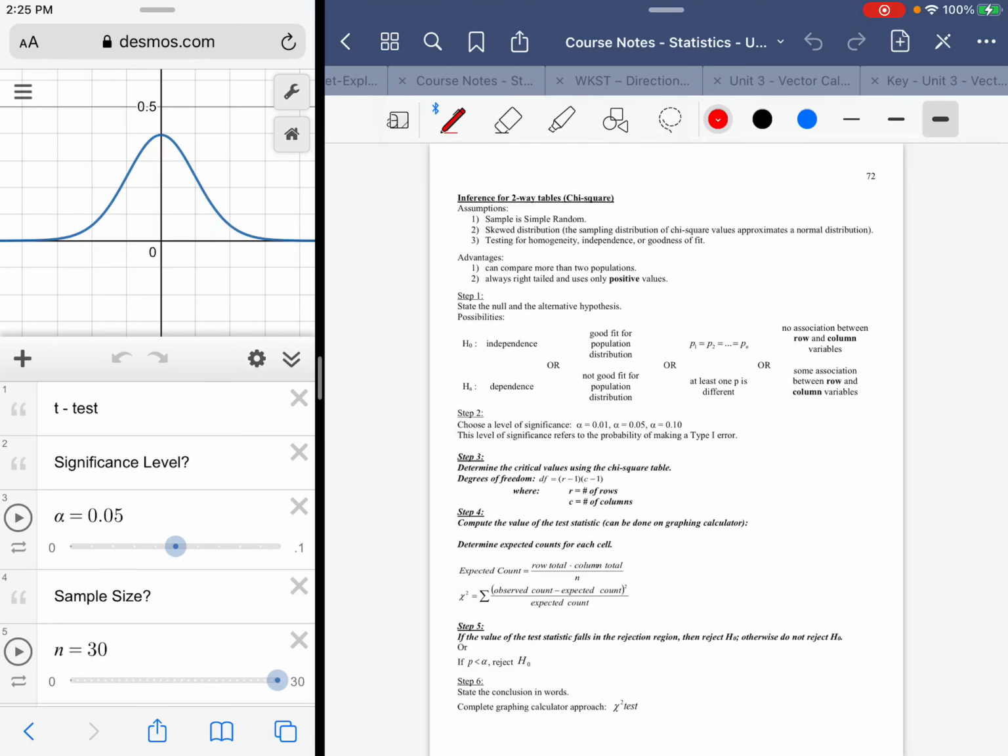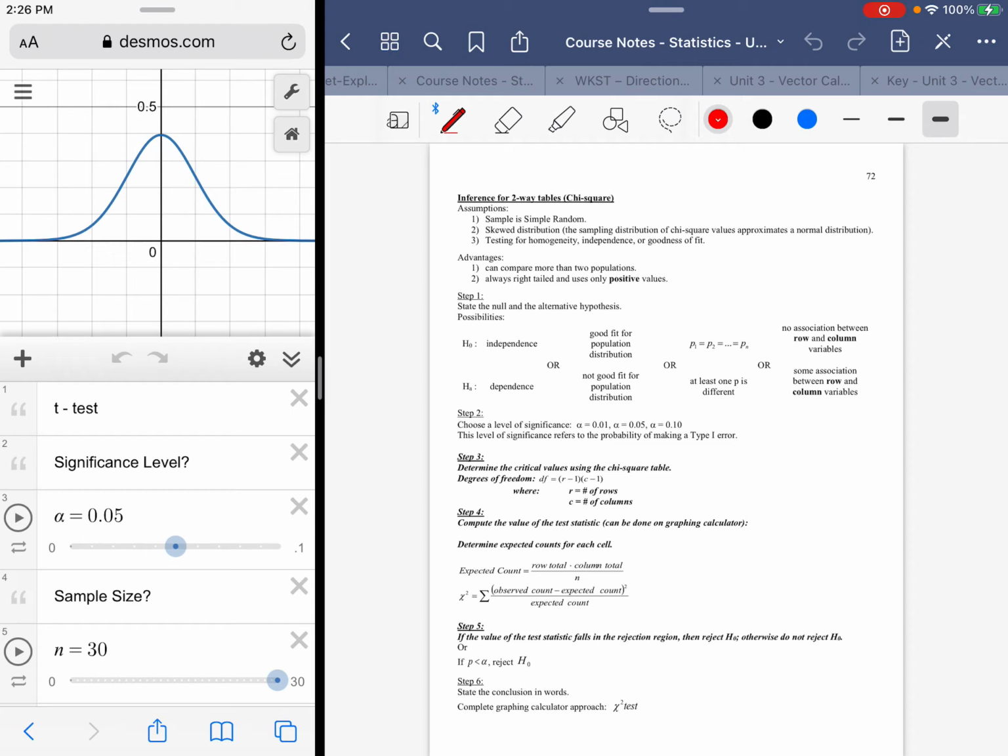So looking at page 72 in the Unit 3 packet, we're looking specifically at the inference for two-way tables, chi-square. Right, so the assumption is simple random sample, skewed distribution. You're testing for homogeneity, independence, or goodness of fit. You can compare, as an advantage, more than two populations, and it's always right-tailed using only positive values of a chi-square test. The added bonus for something like this is now we can look at a two-way table, in that we're comparing two variables to each other, two possibly independent variables.